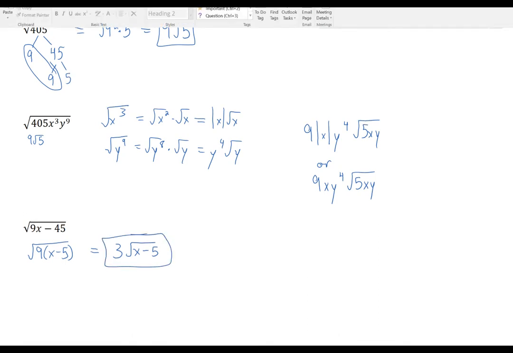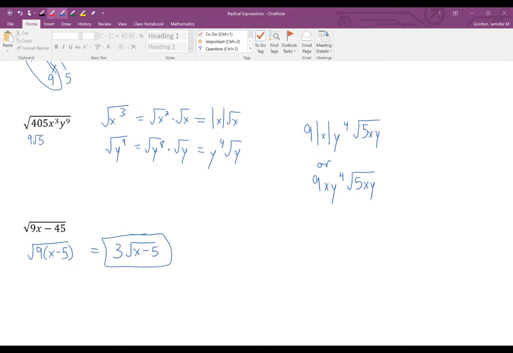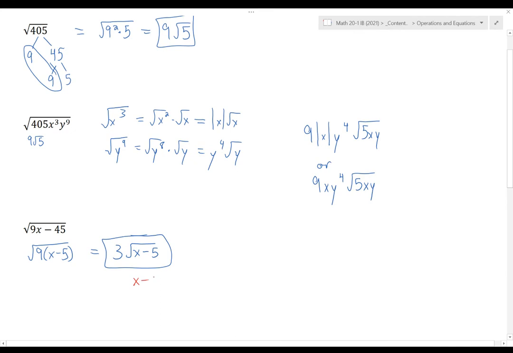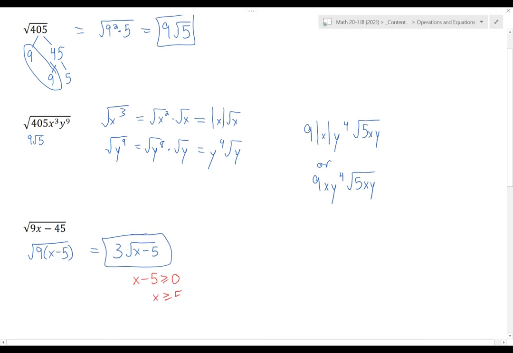I do, however, also want to think about restrictions in the domain here. So x minus 5 has to be greater than or equal to 0, which means that x has to be greater than or equal to 5. That's a little more complicated in the previous example because I have x and y. So when we have two variables in the radicand, we're not going to worry too much about the restrictions.